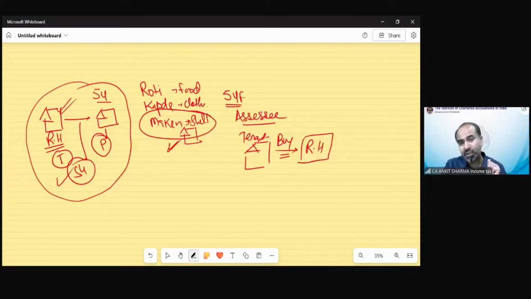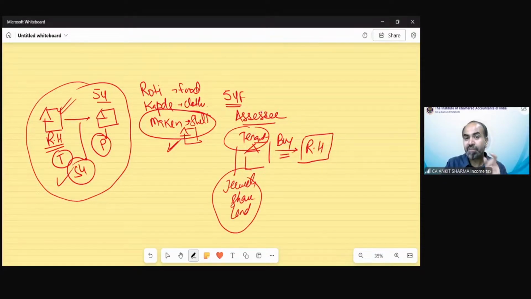But for those persons who are tenants, who never had a residential house in their name, suppose they have collected some jewelry, some shares, they have some land, etc. And now they have a dream to buy their home. If section 54F is not there, they cannot take the benefit of section 54. So section 54F was technically drafted for those persons willing to buy a residential house, but who do not have a residential house to transfer.